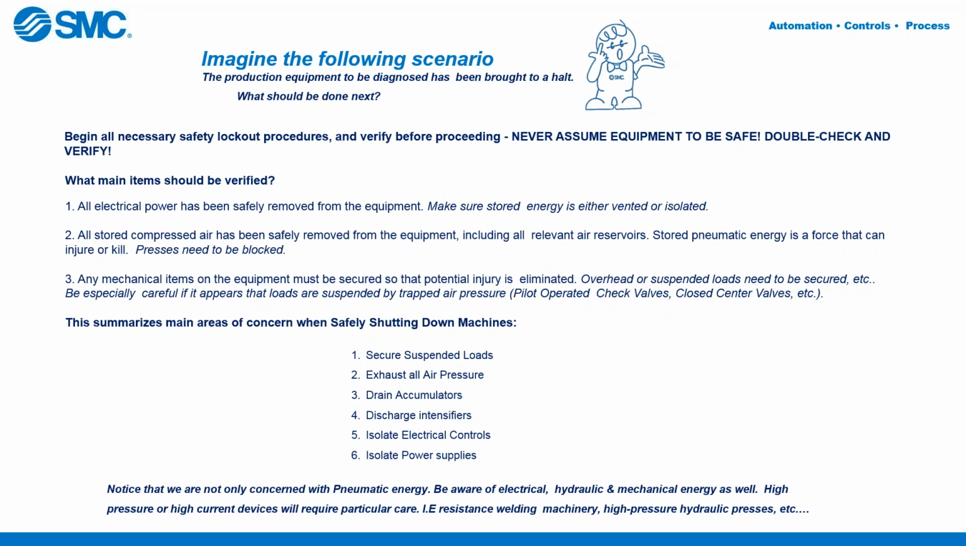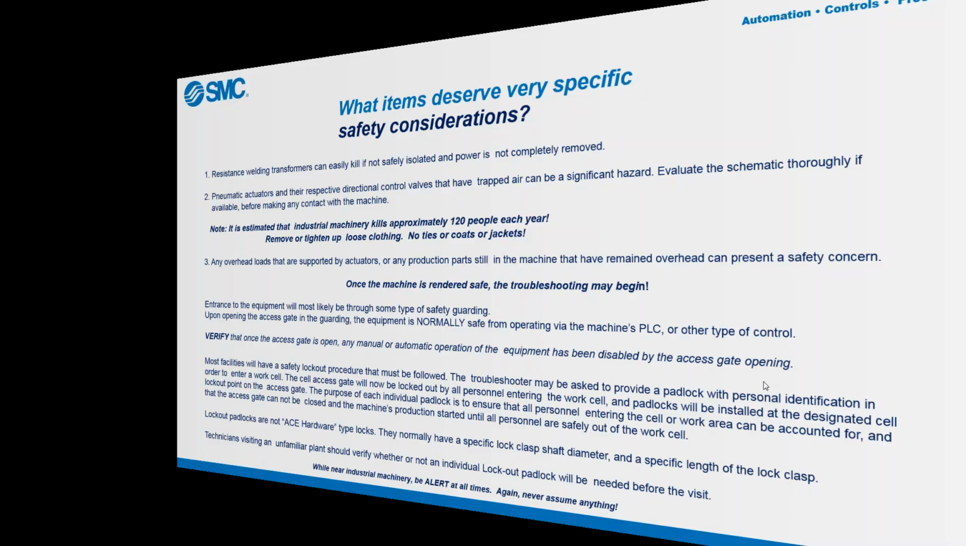So to review that, when you're safely shutting down a machine in preparation to look at it and to troubleshoot it, the procedures are to secure the suspended loads, exhaust all of the air pressure, drain the accumulators, discharge any intensifiers, isolate electrical controls, isolate power supplies, and also give care to things other than pneumatic energy, like electrical, hydraulic, and mechanical, high pressure or high current devices, for example, resistance welding machines, high pressure hydraulic presses. Those will require extra care. So make sure that you have taken everything into account.